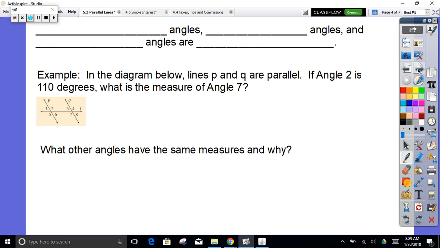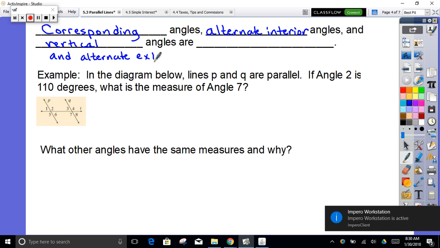Okay, corresponding angles. Wait, do we have to be able to tell these all apart? Alternate interior angles. And vertical angles. And alternate exterior angles. Are all equal to one another.